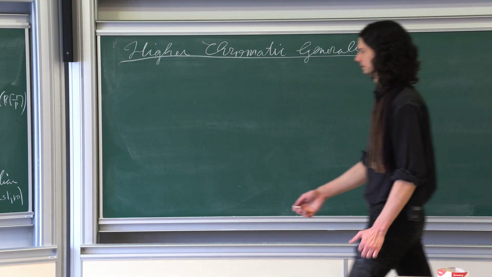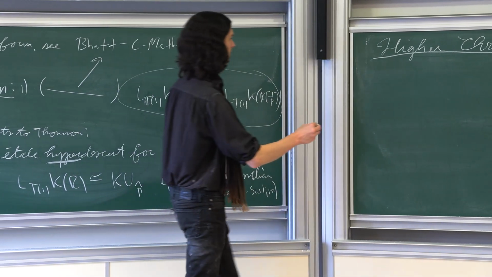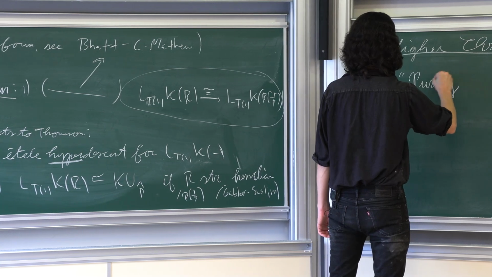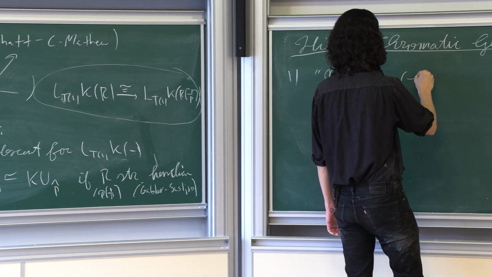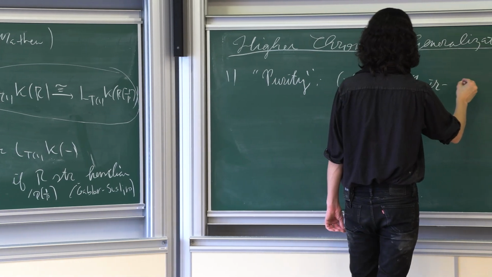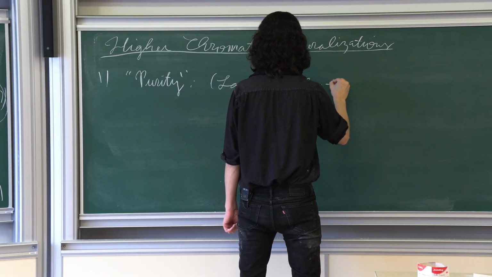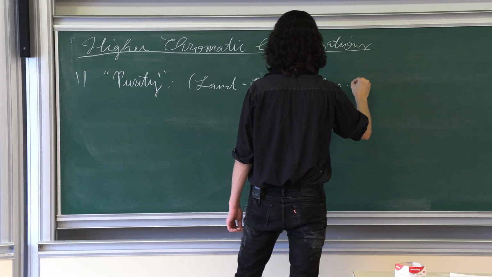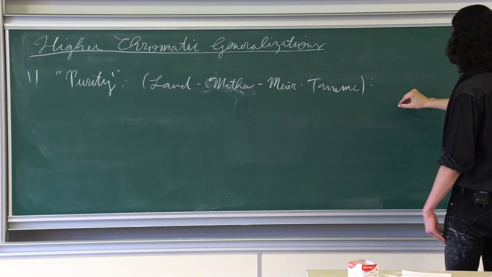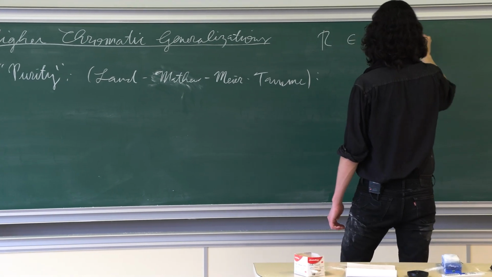Okay, I'm going to start with actually a generalization of this result. So this is purity. It's Marcus Land, Akhil Mathew, Lennart Meier, Georg Tamme. So now R is a ring spectrum. So it doesn't have to be commutative necessarily.